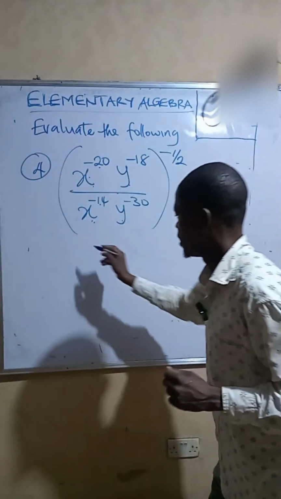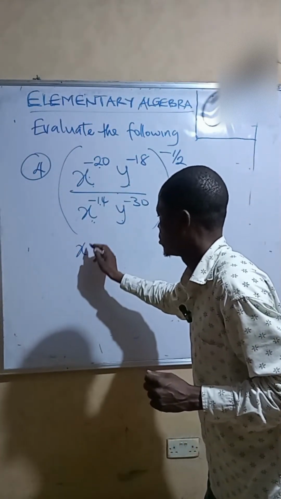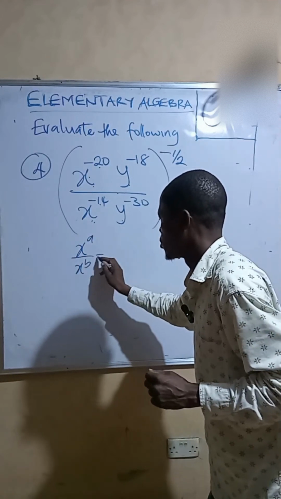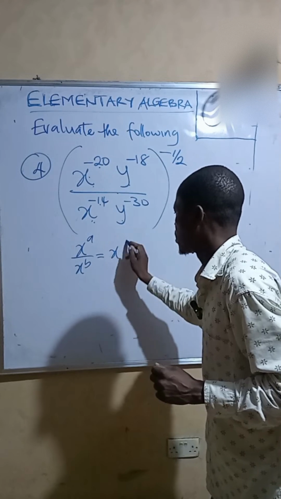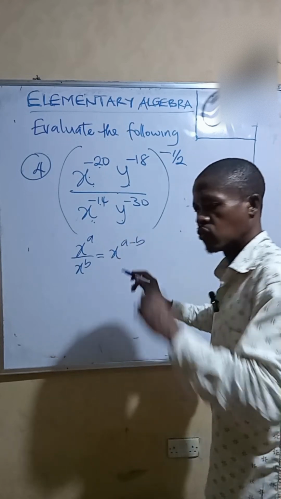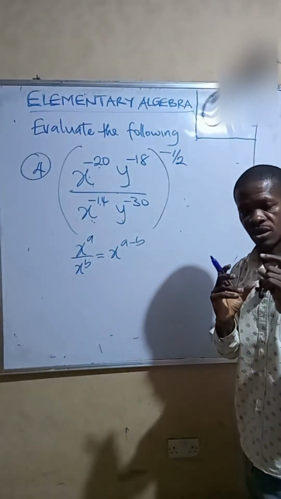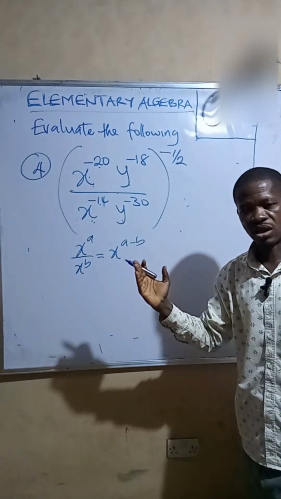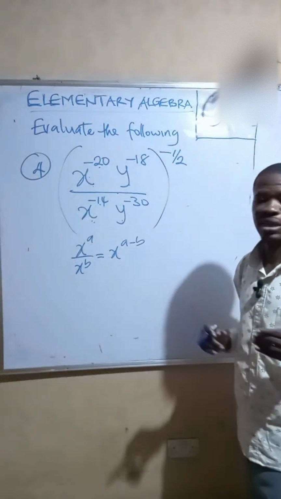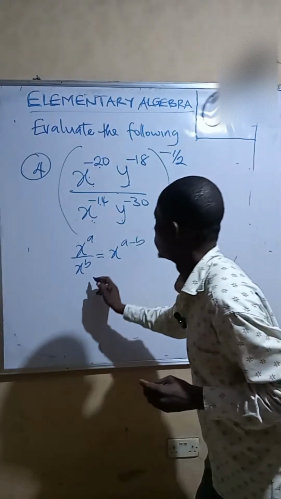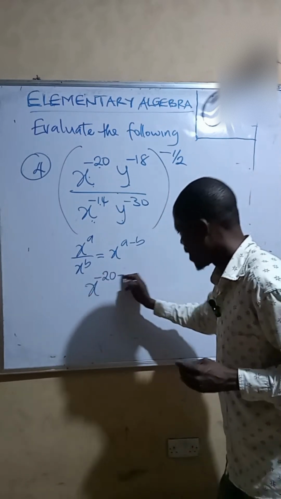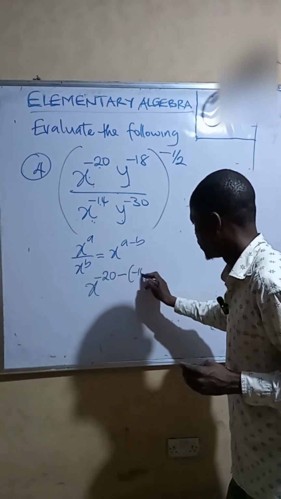Don't forget, one of the rules says that x to the power a over x to the power b equals to what? X to the power what? A minus b. When the bases are the same and you are dividing, you take one of the bases and you subtract the powers. That's what we're going to apply in this case. So this becomes x to the power 20 minus 14.